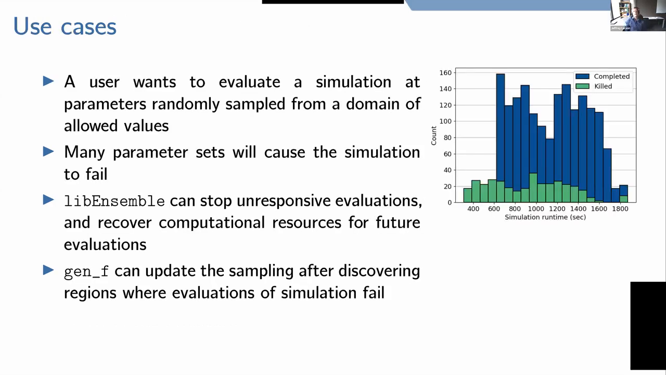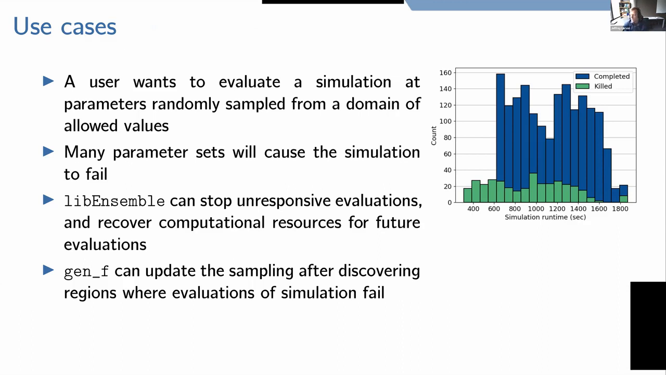One use case, say you're starting a simulation at some random parameters across some domain of feasible parameters, and some cause your simulation to fail. Here we have a particle accelerator simulation where randomly grabbing magnet strengths to define the simulation causes an unallowable amount of your beam to leave your particle accelerator beam line. And so when that happens, you want to kill such a thing instead of just letting it run to the end.